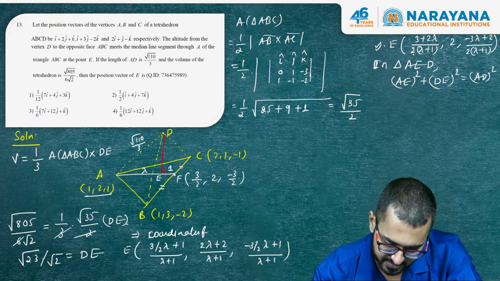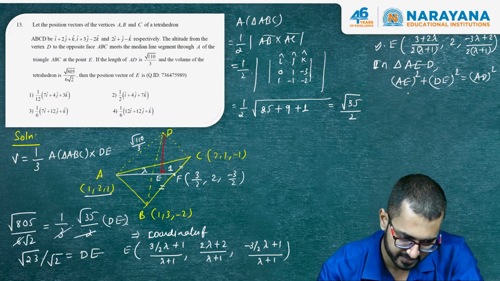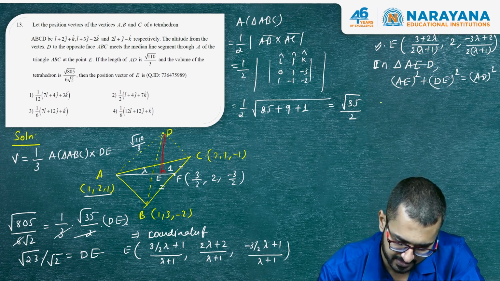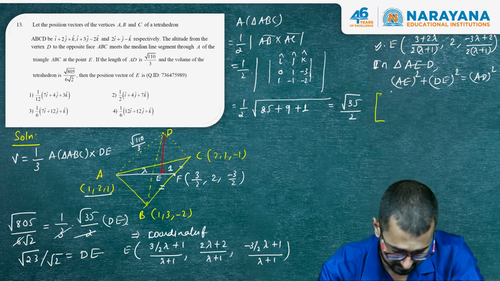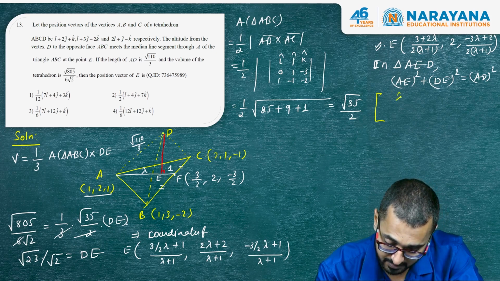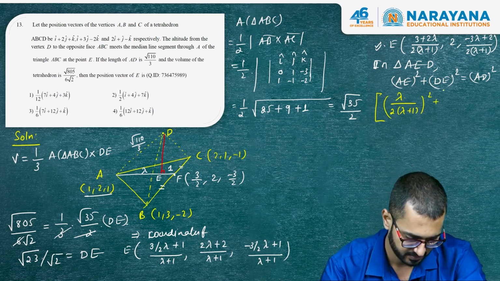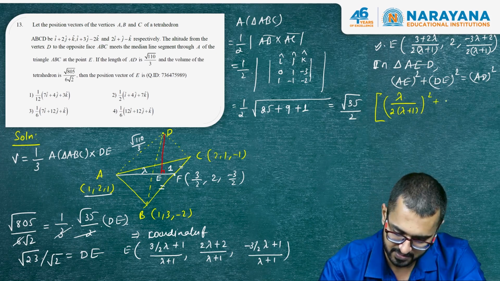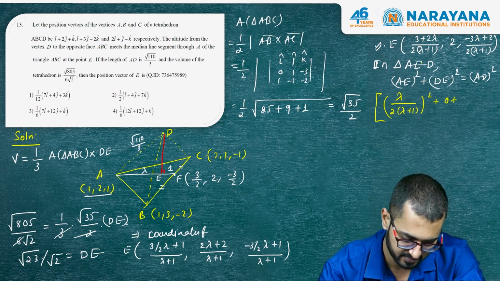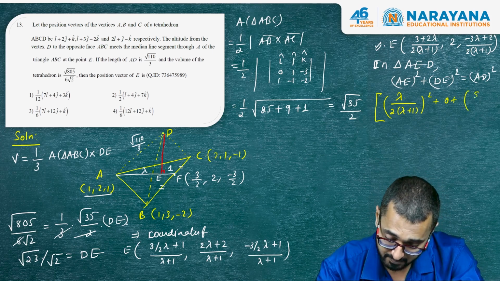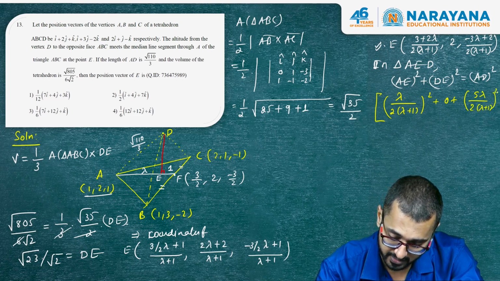So AE square, if I subtract, then here what will happen? 2 lambda gets cancelled. I'll be getting only 1 lambda. So this will give me basically lambda over 2 times lambda plus 1 square. This plus 2 minus 2, this will now become 0. So yes, and then next is minus 3 minus 2. So yes, 5 lambda upon 2 times lambda plus 1 square.